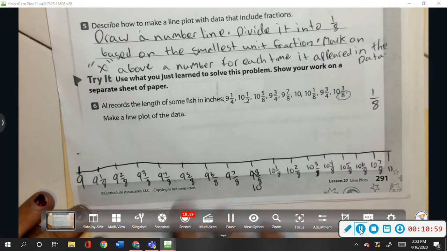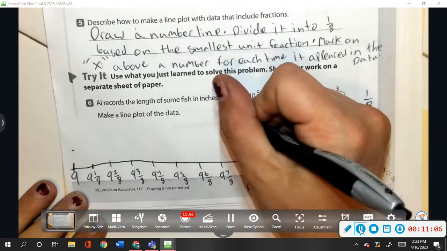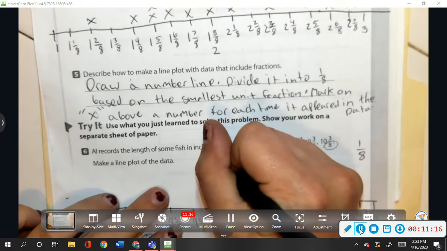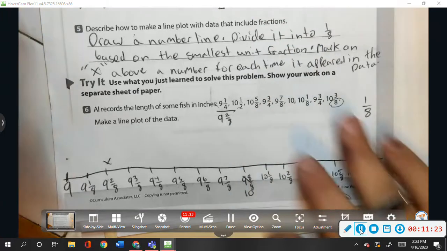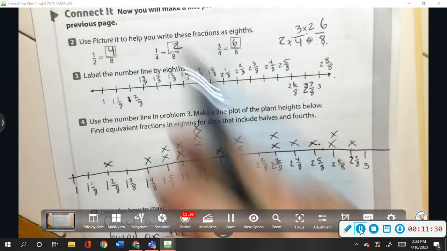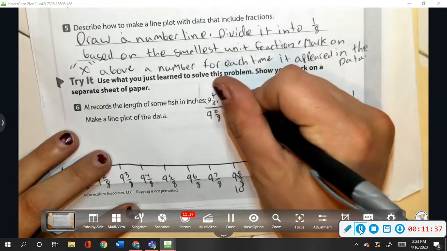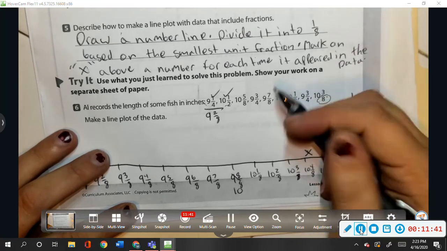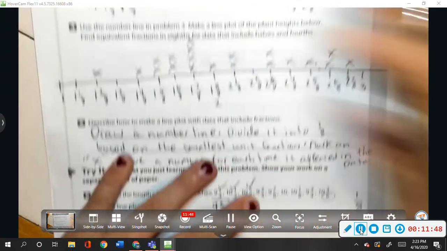So here's our number line. We divided it up into eighths, and we're going to start marking our numbers. Now this says 9 1/4. We need an equivalent of a fourth, which is 2/8. So this actually is going to be 9 2/8, which is right here. There we go, my X over there. I got 10 1/2. A half is the same as 4/8. So we want 10 4/8. We have 10 5/8. 9 3/4. 3/4 is worth 6/8. So we have 9 6/8.